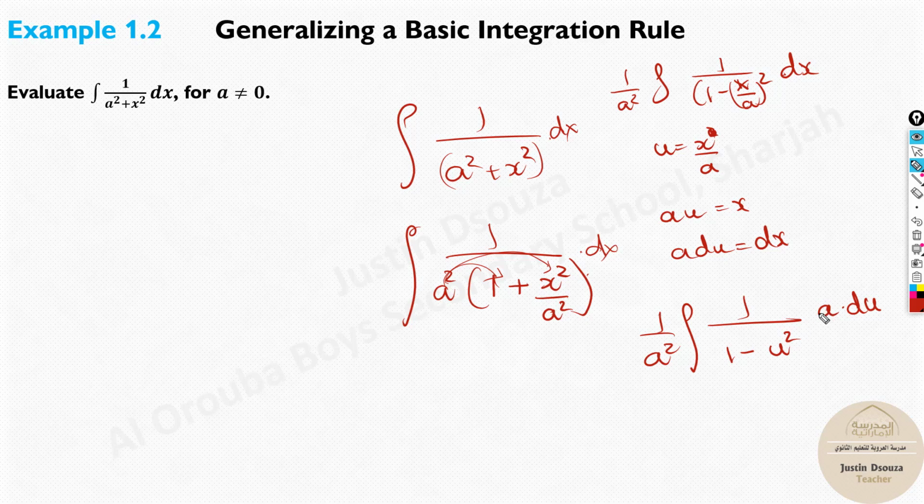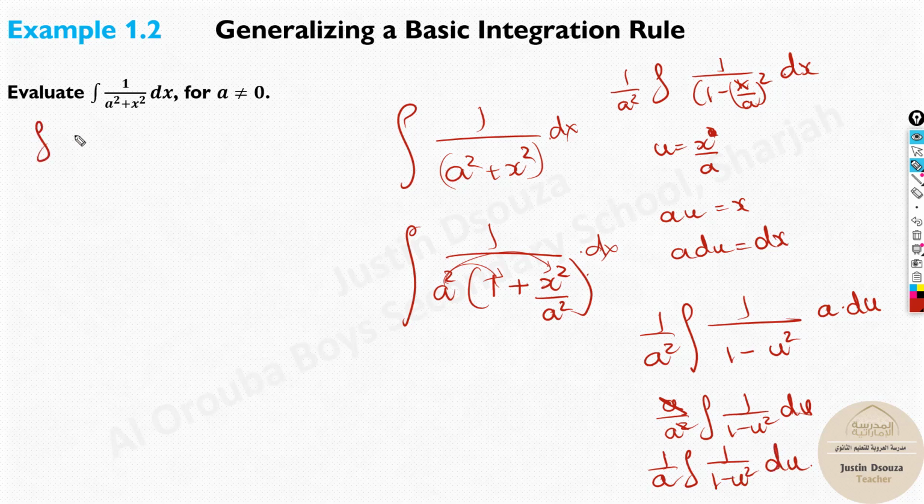Now let's integrate. This is a constant, so I can take this out. So I can bring this out over here, or I can just cancel the squared over here. Up to you. So I'll just bring it out over here. a by a squared integral 1 by 1 minus u squared du. I can cancel this and this. So I'll have 1 by a integral 1 by 1 minus u squared du.